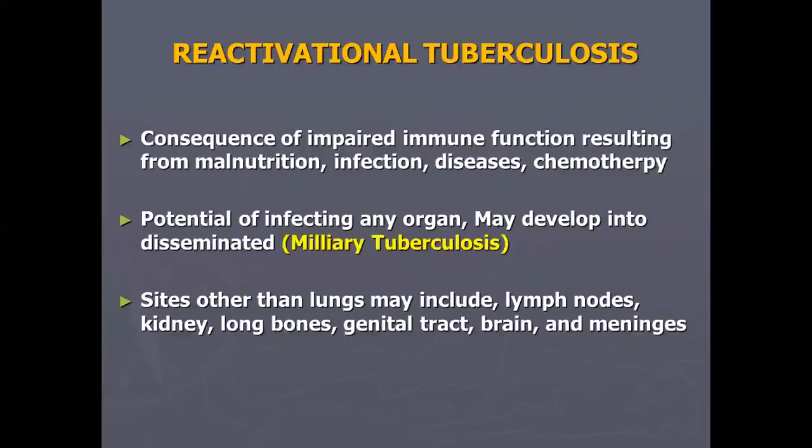And this is a potential infection that can affect any organ and may develop into a disseminated form, what we call miliary tuberculosis. So reactivation always leads to the spread of the disease. Sites other than the lungs may be involved, including the lymph nodes, kidney, long bones, genital tract, brain, and meningitis. And as a principle, it is generally said that tuberculous bacilli can infect any tissue of the body except hair and nail.